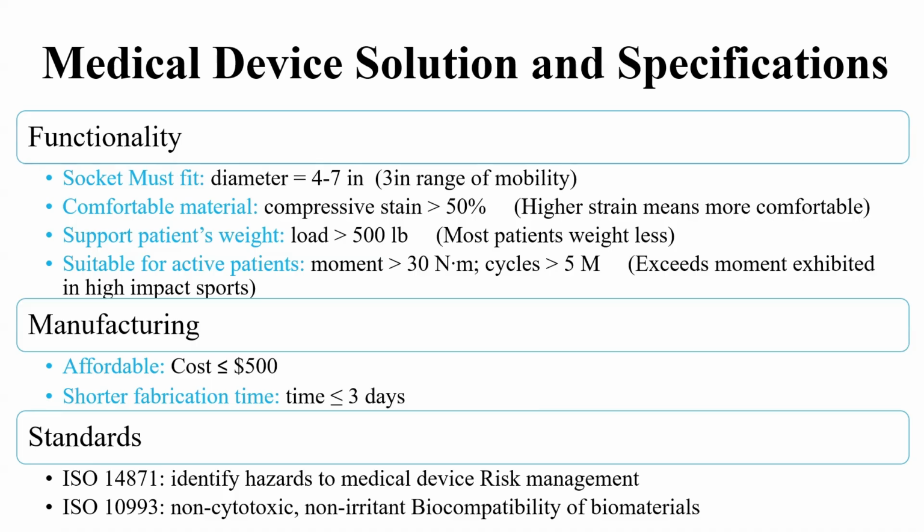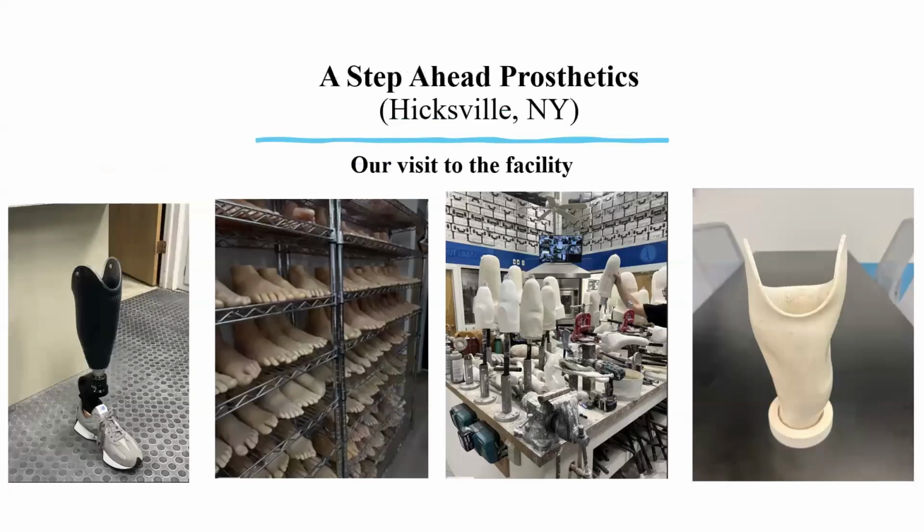It needs to be able to support the patient's weight, which is about 500 pounds, at least 500 pounds, because most patients weigh less than 500 pounds. And it needs to be suitable for patients that are active. Manufacturing needs to be less than 500 because one of the main causes is to make this affordable, and fabrication needs to be pretty short. And these are the standards that we are going to follow for our design process.